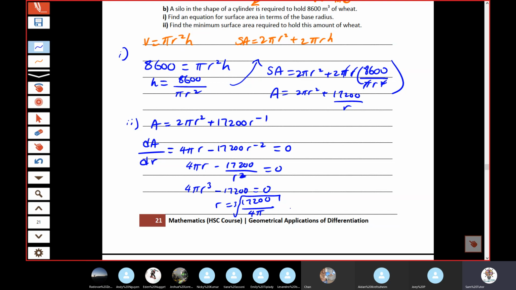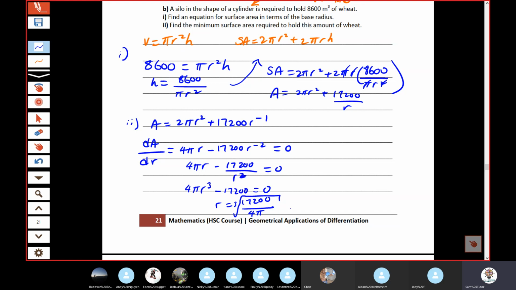Who said that the radius is going to get you the minimum surface area? It could be maximum area. It could just be anything. You have to actually go and do nature now. Now this is when you've got to ask yourself, do I want to differentiate this a second time? Or do I want to use my y dash table? So it's up to you.